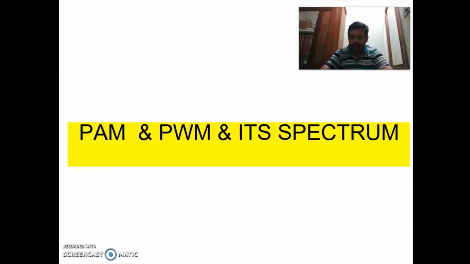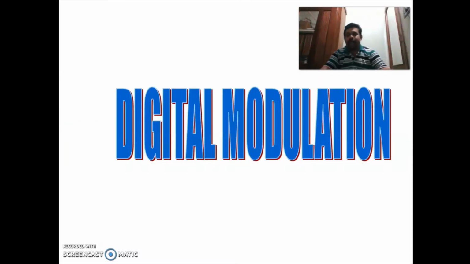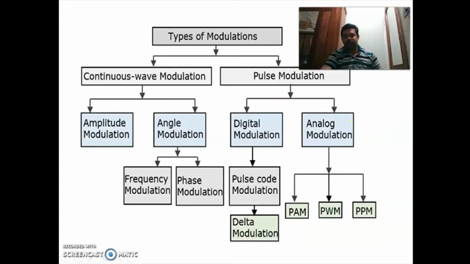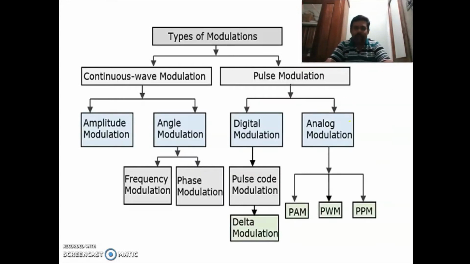Before going into the experiment, we are going to study some basics about digital modulation. First, we study the types of modulation. There are two types of modulation: one is continuous wave modulation and another one is pulse modulation.